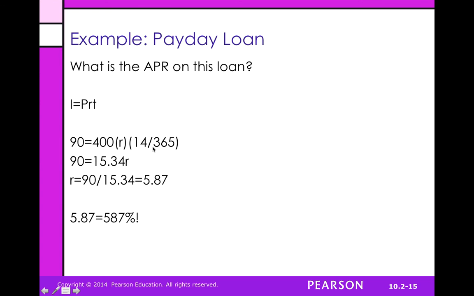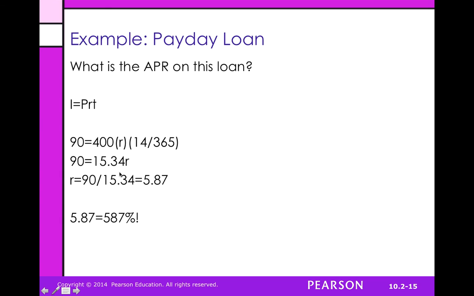Well, 400 times 14 over 365 is 15.34. So we get this equation here, 90 is 15.34r. So we can just divide both sides of the equation by 15.34, and we get the number 5.87. Now, remember, this little r is the interest rate as a decimal, not as a percentage. If you want to write this now as a percentage, which is probably how you are comfortable thinking about things, remember you got to move the decimal point 2 spots to the right. So 5.87 is 587%.